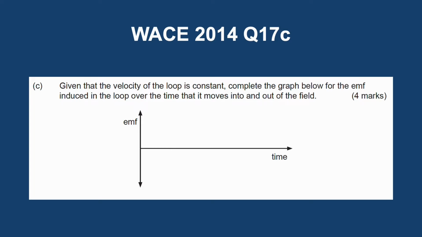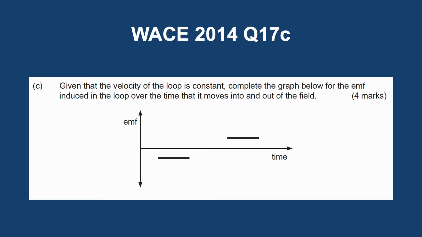We are to map out the voltage as the loop enters into the field. We're to map out the voltage as the loop passes through the middle of the field. And then we are to map out the voltage as the loop leaves the magnetic field. The question reminds us that the velocity is constant.